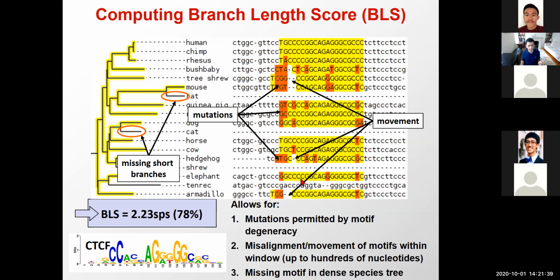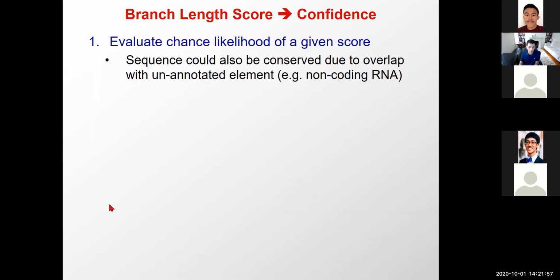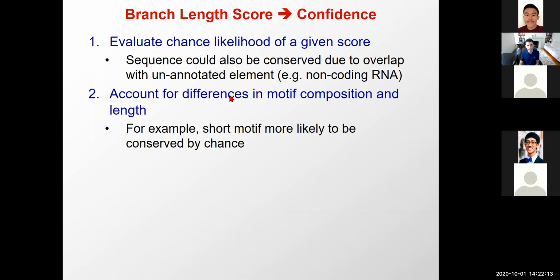The next challenge is that for a very long motif, I should be very excited that I have a very long branch length. But for a very short motif, I probably shouldn't be too excited, because short motifs can just be conserved by chance. So what I want to do is convert my branch length score into a confidence score. Basically, evaluate the chance likelihood of a given score, whether that sequence could also be conserved due to, say, overlap with an unannotated element, such as a non-coding RNA. I want to be able to account for differences in motif composition and length.